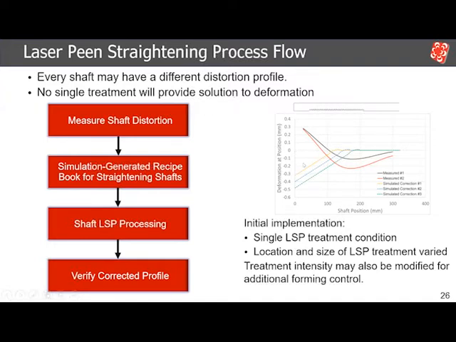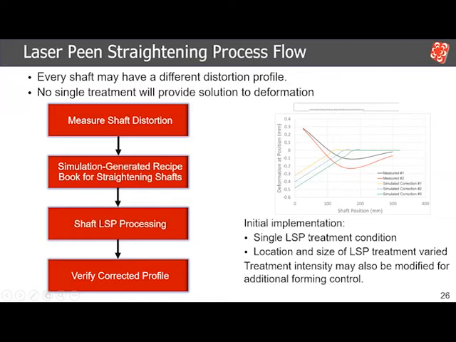So our technical approach for this application: we measure the shaft distortion. We then look at our simulation-generated prescriptions for straightening these shafts. Basically, it's a pre-compiled recipe book. So if you have a measured shaft deflection, you can then select the prescription from this book that will best compensate for those measured deflections. We'll then process the shaft and then verify the corrective profile.